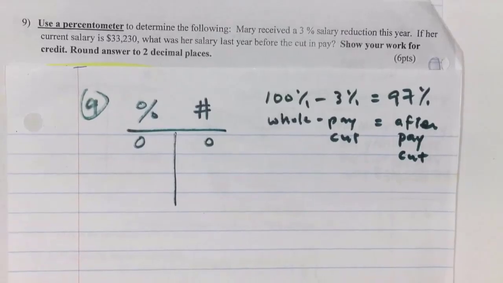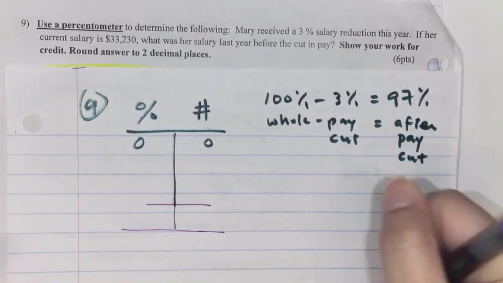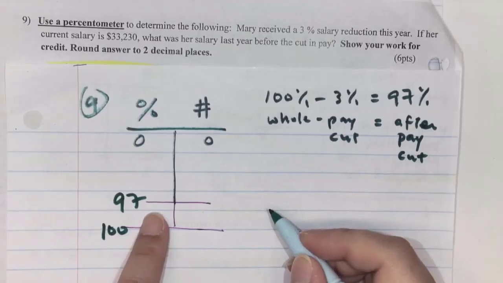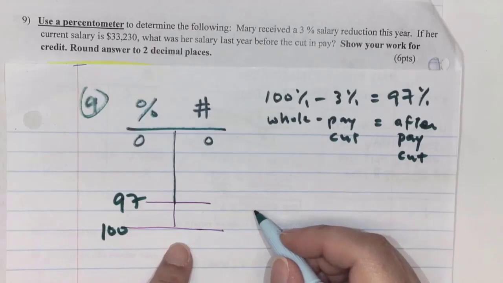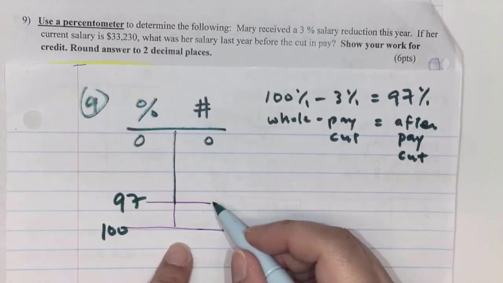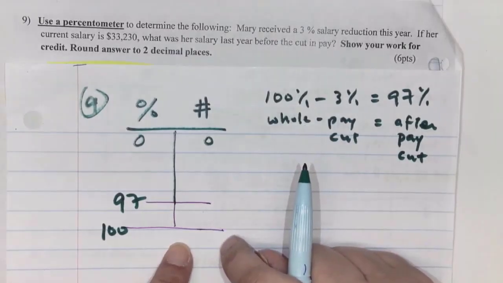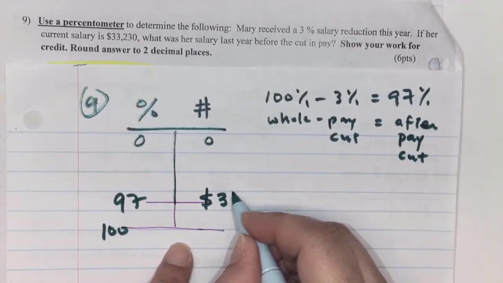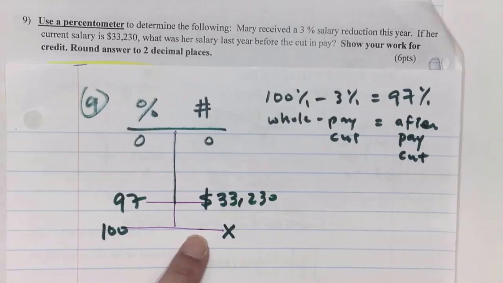All right, so 97% is going to be the same as what? 97 is very close to 100%. So I make it closer. 97% of the salary is. So do I put the 33,230 here with 97% or 100%? 97% because it's after the pay cut. She got 33,230, right? And we want to find out what she got before the pay cut, the 100%, right?